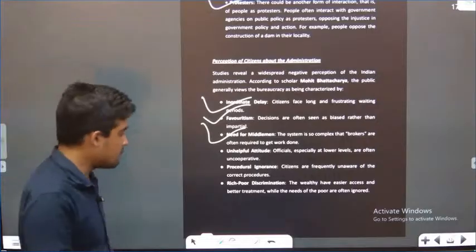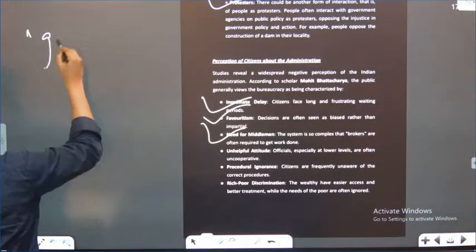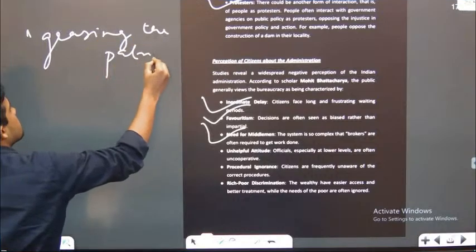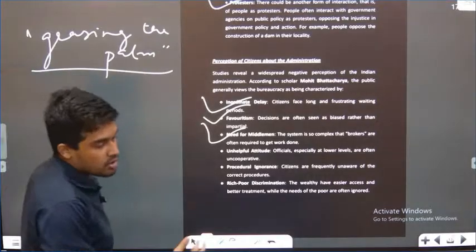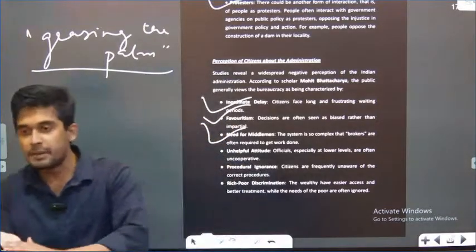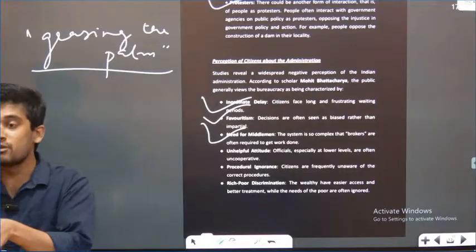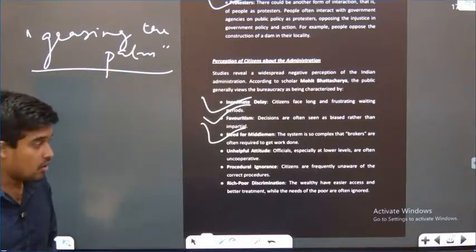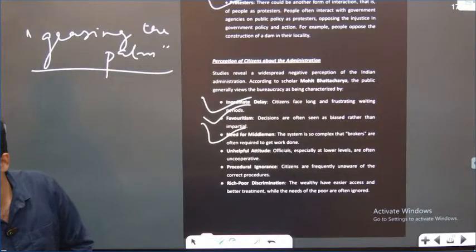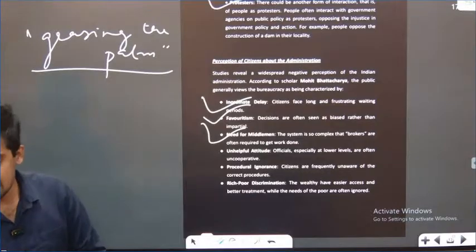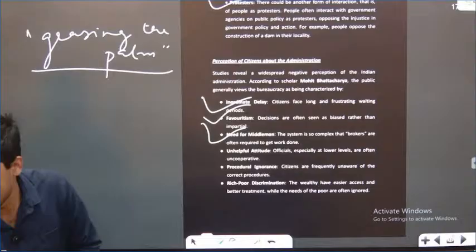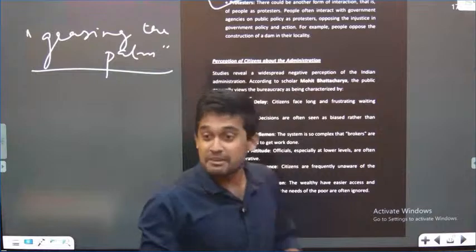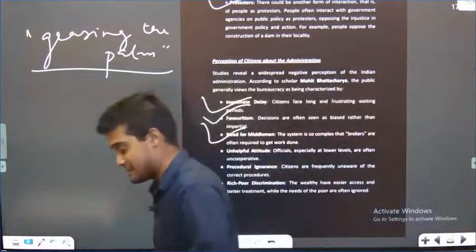In ethics, you will study a phenomenon called greasing the palm. Greasing the palm means what? If you put grease on the palm, things will slide easily, so things will be faster. That is greasing the palm. So you give something called courtesy money. You have come to see a sarkari officer, so you pay some courtesy money. Yes, chai pani, things like that. So this is actually the perception of citizens towards bureaucracy.